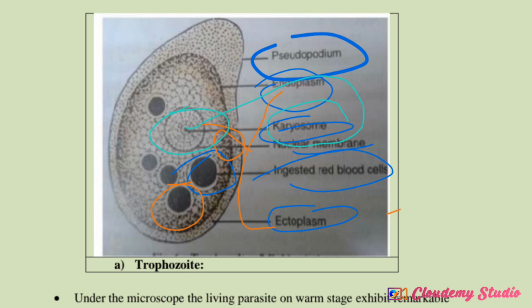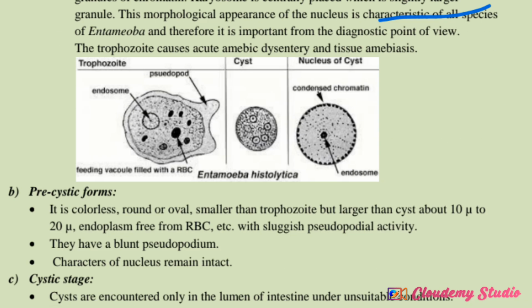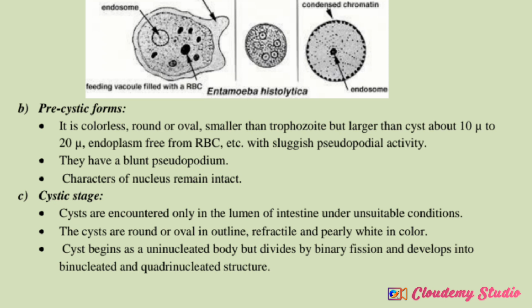Now let's talk about the cystic stage of Entamoeba histolytica. Like I mentioned, I said they have two forms. They have the precystic form and the cystic form. The precystic form is colorless, round, oval, and smaller than the trophozoite, but it's larger than the cyst. So it is in between, smaller than the trophozoite, but larger than the cyst. You understand? And they have a blunt pseudopodium, and the characters of the nucleus still remain the same way as the trophozoite. Still a centrally placed karyosome, as in trophozoite.